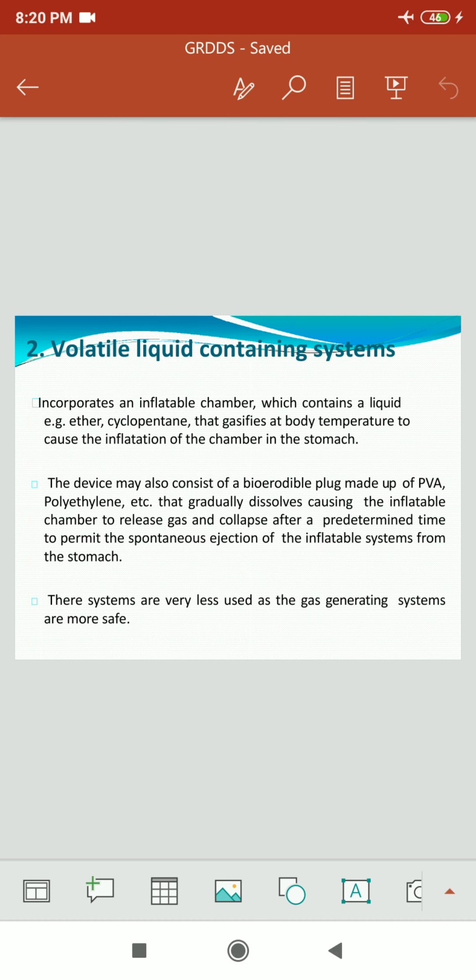Volatile liquid system. Here, an inflatable chamber is used in which a liquid like ether is used, and at body temperature this chamber floats on the stomach. This device consists of a bioerodible plug made up of PVA, and when it comes in contact with fluid, it erodes out from the body.